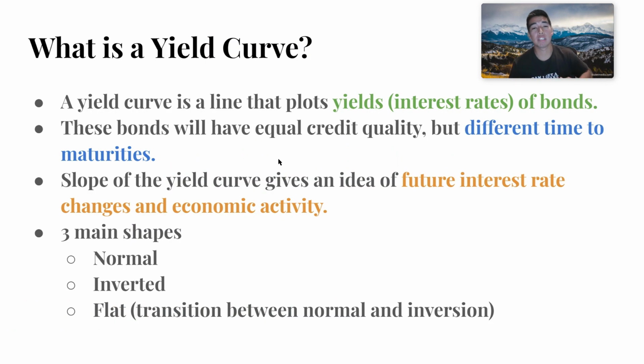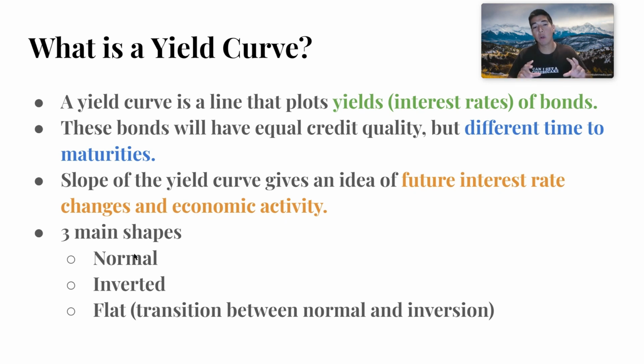So the yield curve is basically just a line that plots yields or interest rates of bonds. We're going to be looking at bonds of the same credit quality. So that just basically means the same type of bonds, the same riskiness, but the only thing that's going to differ is the time to maturities, or the length of the maturities, I mean. So basically what I mean is if you were to compare a 30-year fixed mortgage to a 15-year fixed mortgage, same thing, same profile, just different time periods here.